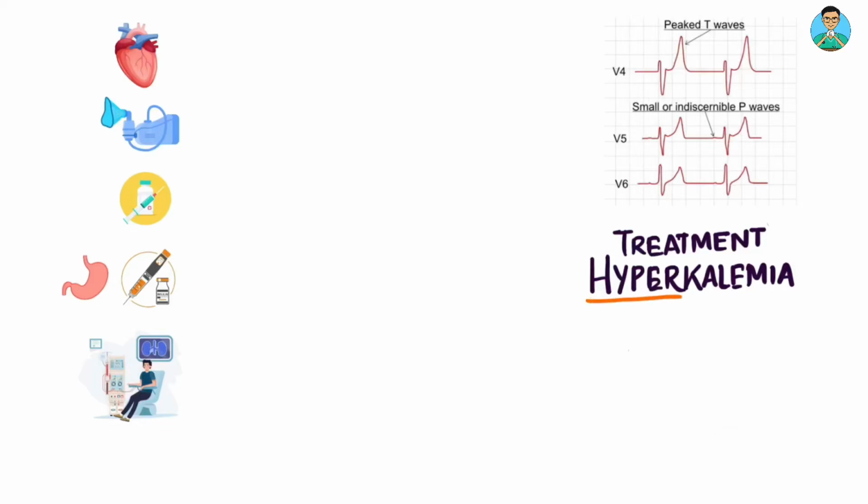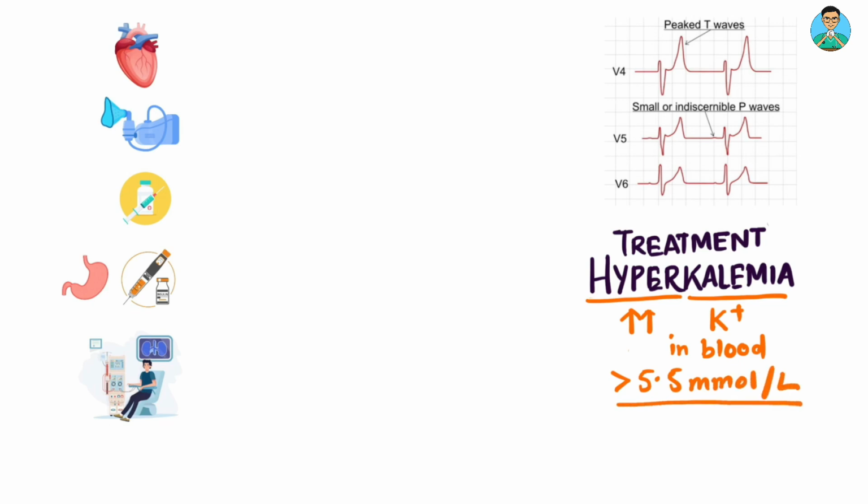Hyperkalemia means hyper or increased levels of potassium in blood. Particularly, levels more than 5.5 millimoles per liter are considered to be hyperkalemic. This increase in potassium in blood leads to certain ECG changes which ultimately help us in diagnosing hyperkalemia.